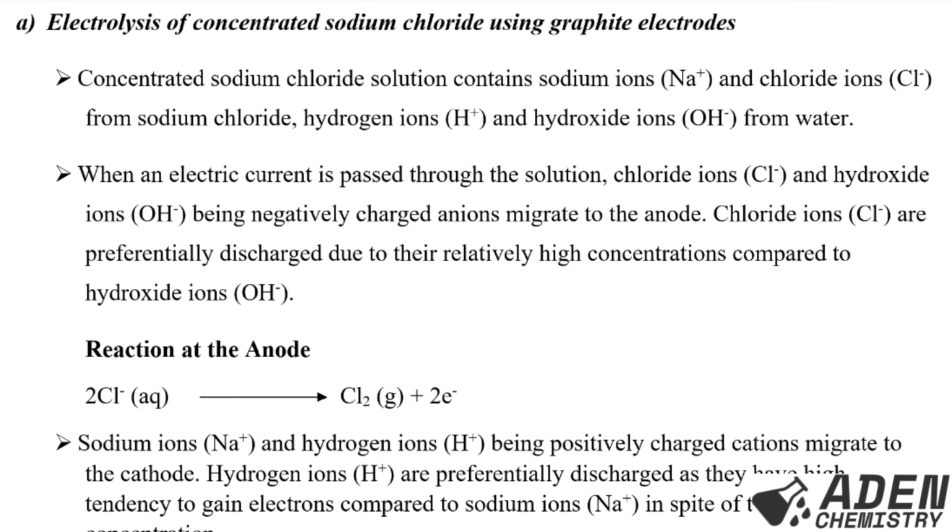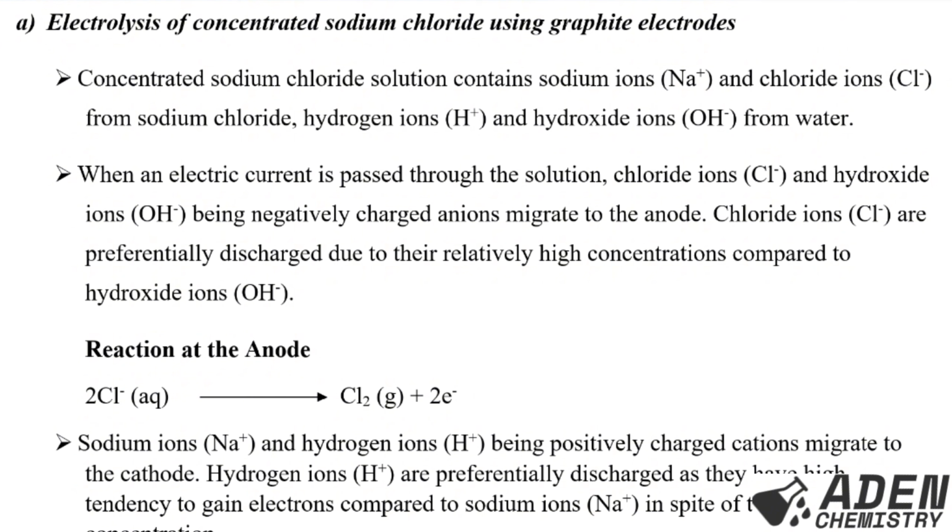So what will happen when an electric current is passed through the solution? Chloride ions and hydroxide ions, being negatively charged anions, migrate to the anode. That means the anode is the electrode which is connected to the positive terminal of the battery. So between chloride ions and also hydroxide ions, which one will be preferentially discharged?